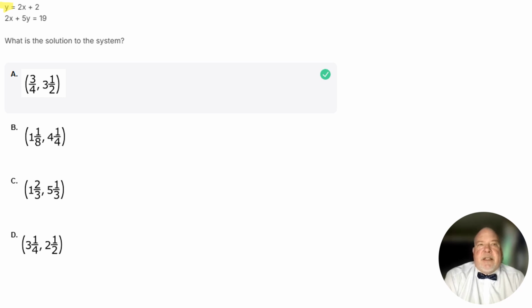This first equation gives us a value for y. It tells us that y is equal to 2x plus 2. In the second equation, I can replace or substitute the y with the value 2x plus 2 because y is the same thing as 2x plus 2. So let's see why we'd want to do that. So let's take our second equation. So I have 2x plus 5. And then instead of y, I'm going to replace y with the value 2x plus 2 because we know they're equivalent. And that gives me this equation.